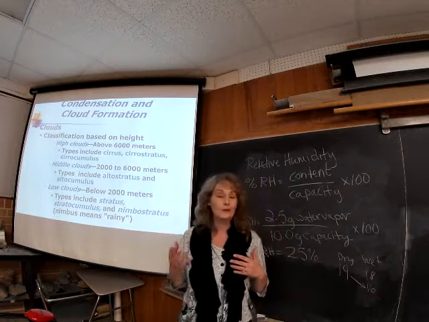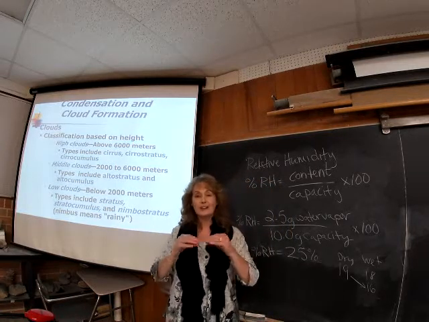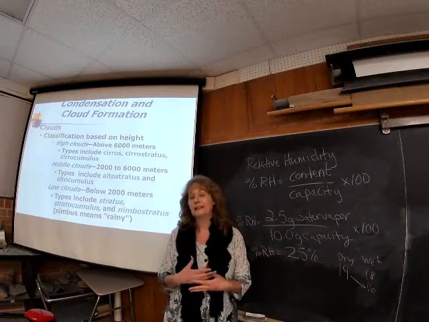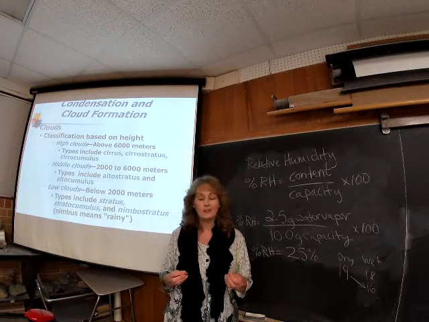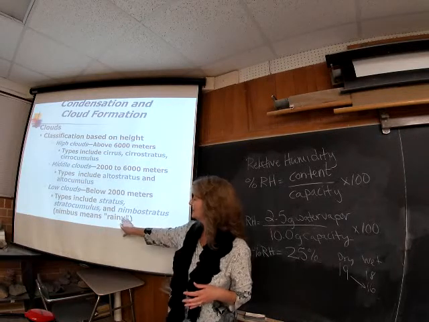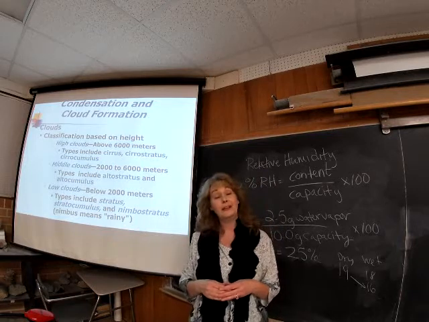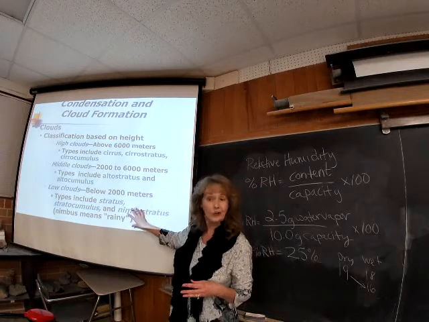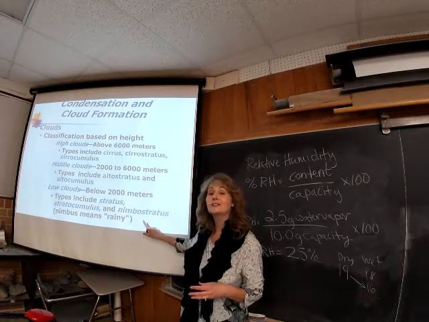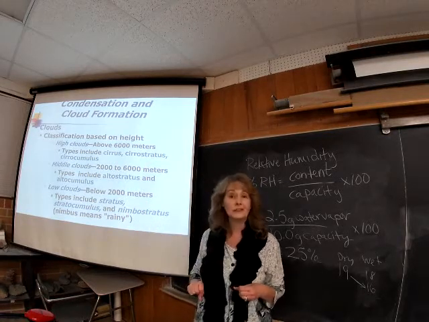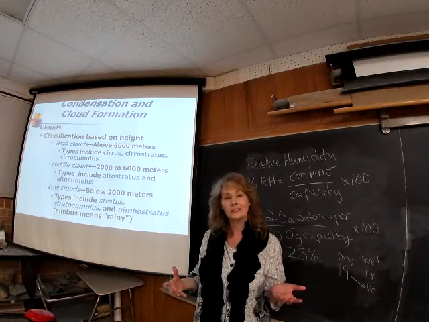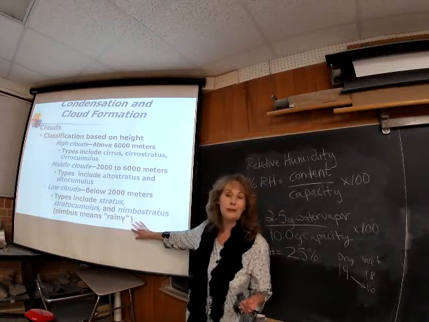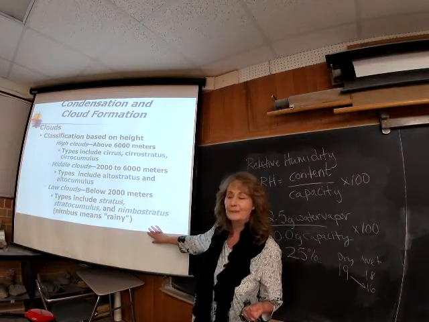Nimbostratus, so the nimbo stands for rain cloud, stratus kind of layered. So your nimbostratus is typically a rain cloud. Nimbo means rain cloud, right? Nimbus means rainy. But depending on how far up your nimbus cloud is, if your temperatures are cold enough, you might actually get snow out of nimbostratus clouds. It just depends on what your temperature is. If your temperature is below freezing, you would be getting snow out of a nimbostratus cloud.